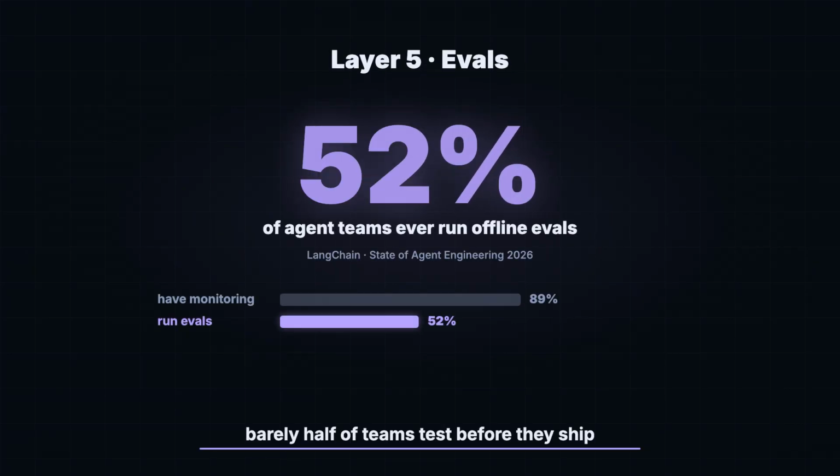Layer 5 is Evals, and honestly this is the layer almost everyone skips. Here is a stat that stuck with me. Most teams building agents already have monitoring in place, but barely half of them ever run offline evaluations. They watch production break in real time, instead of catching it before they ship. That is shipping code with 0 tests.